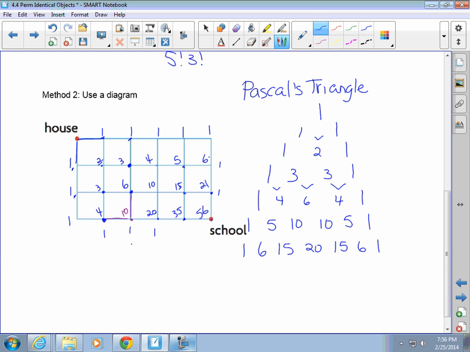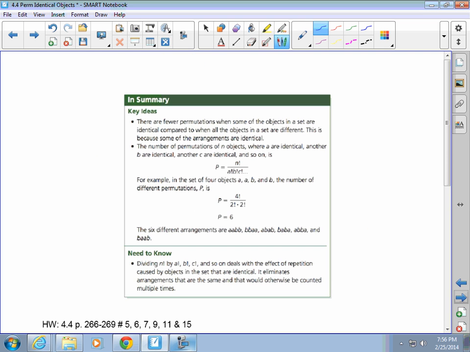Using a diagram method takes a lot more, because first of all, you have to recognize that you can use the pattern of Pascal's triangle to get your answer, but also just to figure out your values is going to take you longer. So wherever you can use the permutations, then you do.